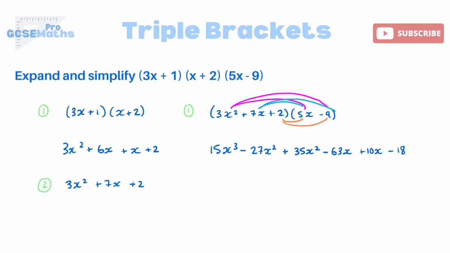So we've got a mixture of positives and negatives in there. Now to simplify and collect the like terms. So 15x cubed, negative 27x squared plus 35x squared should give us 8x squared overall. Negative 63x plus 10x is negative 53x. And then just negative 18 at the end. So there's our answer for that one.